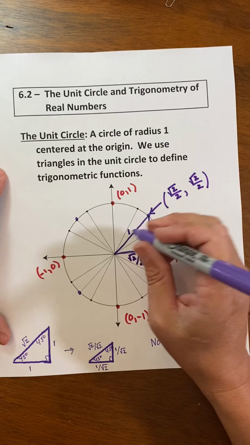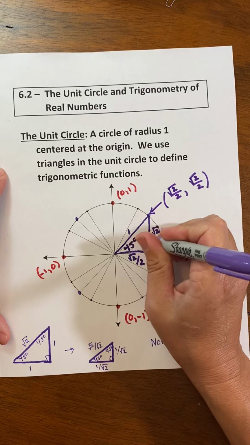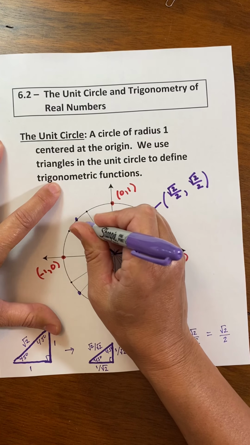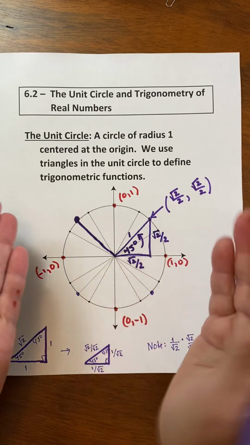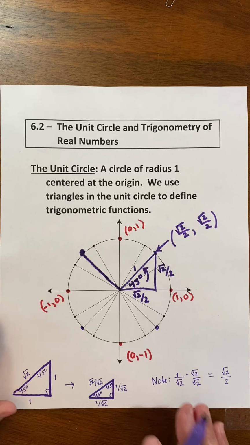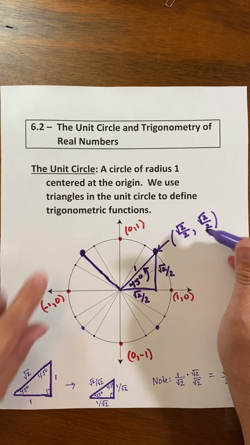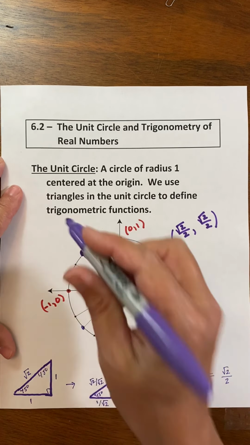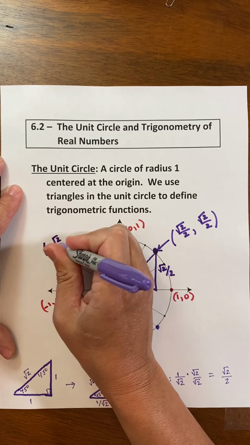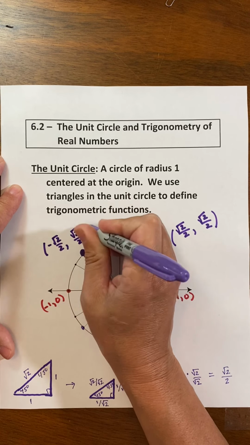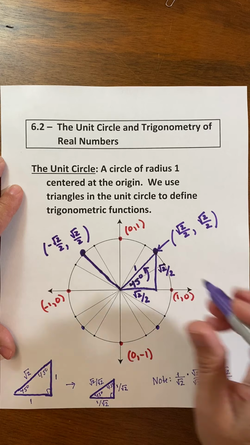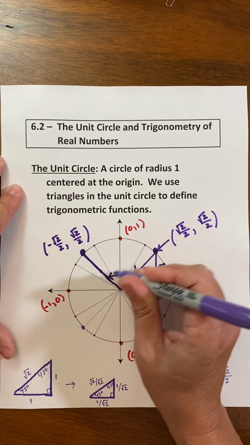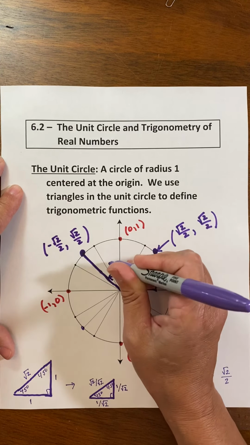This is 45 degrees right here, or pi over 4. If I look at this angle right here and want to know the coordinates of this point, notice that it's just symmetric with respect to the y-axis. So this point has the same coordinates as this point, except the x-coordinate is negative: (negative square root of 2 over 2, square root of 2 over 2). And that is 135 degrees.